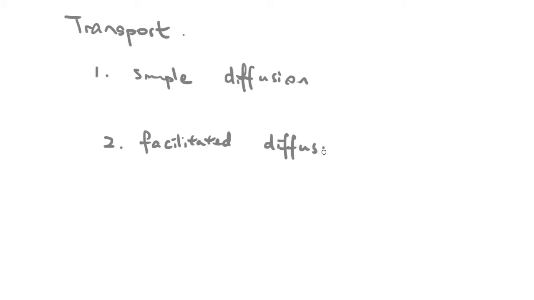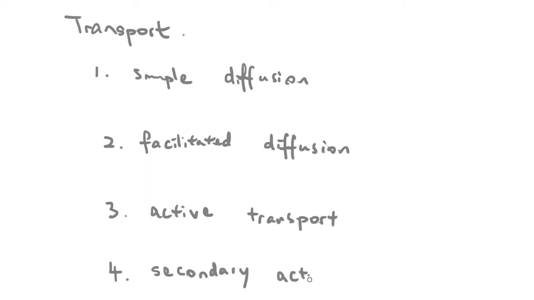There are four types of transport. There is simple diffusion, facilitated diffusion, active, and secondary active transport. Now, we are going to talk about these four only because it serves the idea for the change in membrane potential. So first we talk about simple and facilitated.